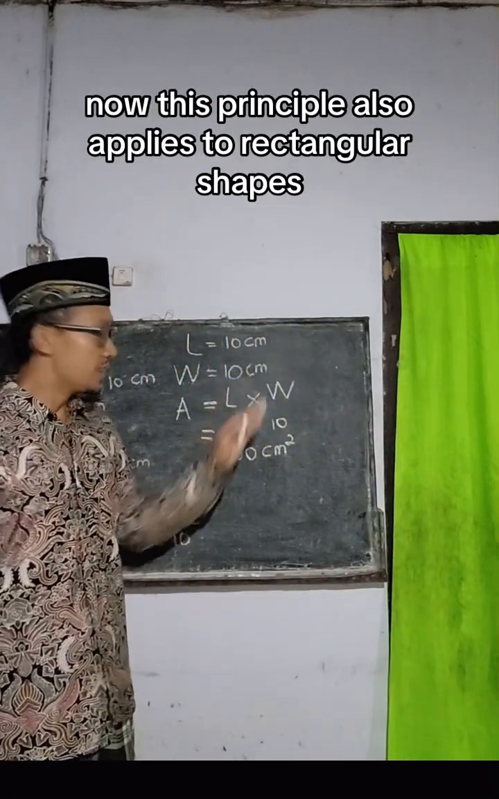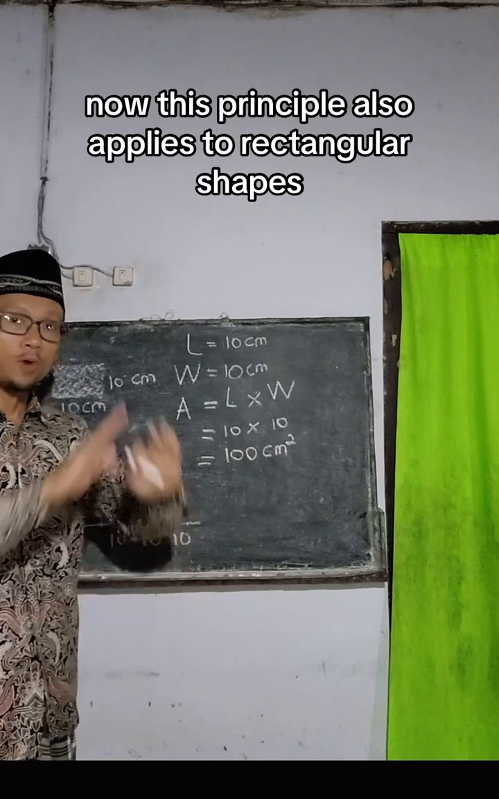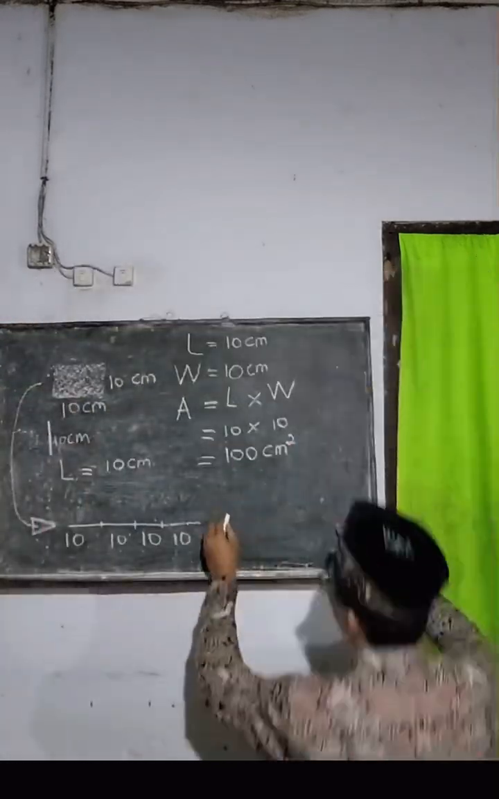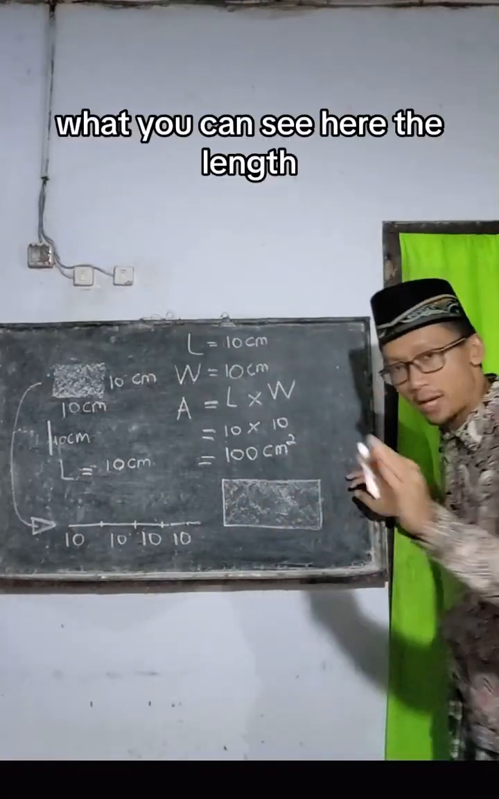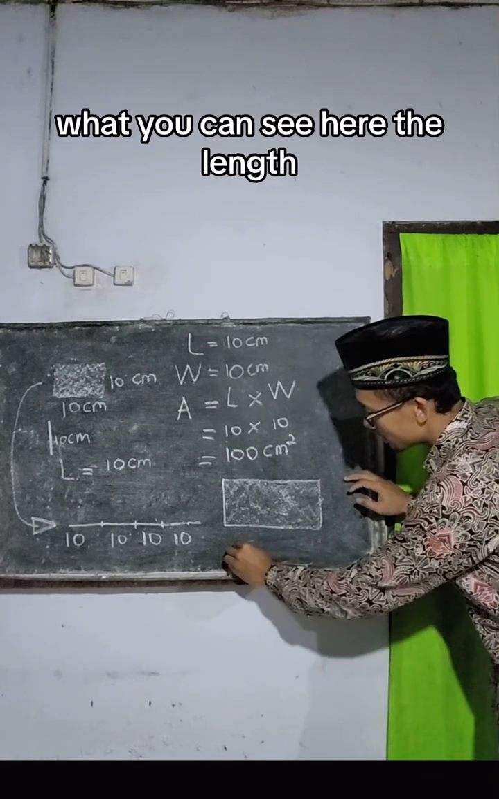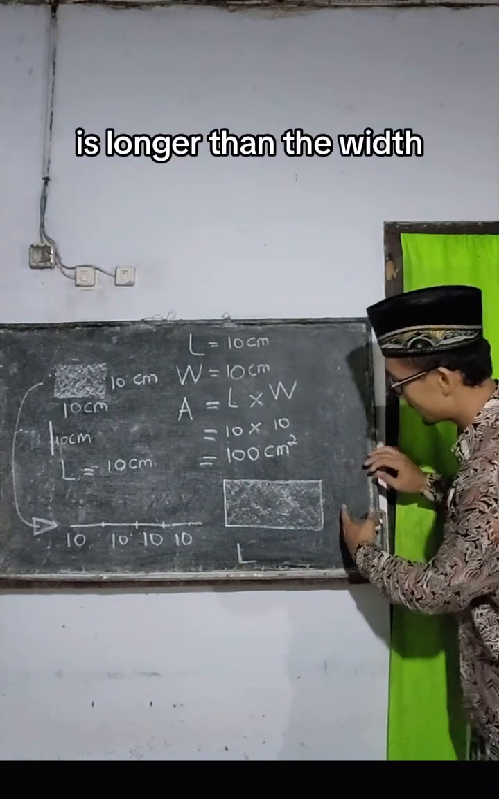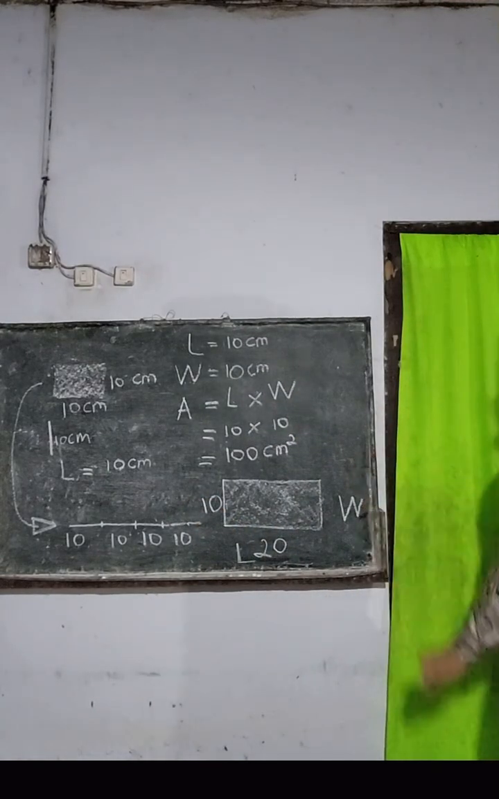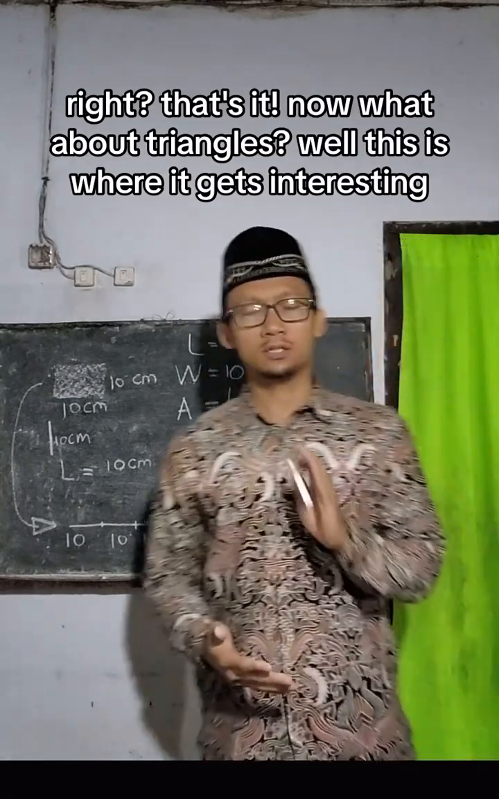Now, this principle also applies to rectangular shapes, because they are twins. What you can see here, the length is longer than the width. Right. That's it. Now, what about triangles?